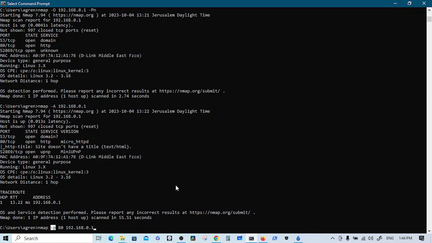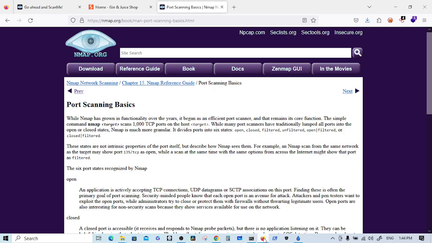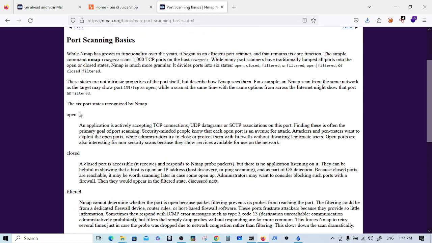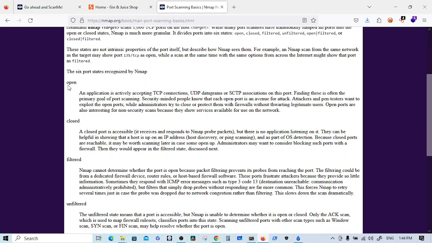Actually there are 6 other states, and if we go to the Nmap website here to the documentation, port scanning basics, you will see the 6 port states recognized by Nmap. Now the first one is open. Now what does open mean? Open means that there's an application actively accepting TCP, UDP and SCTP connections on that port.